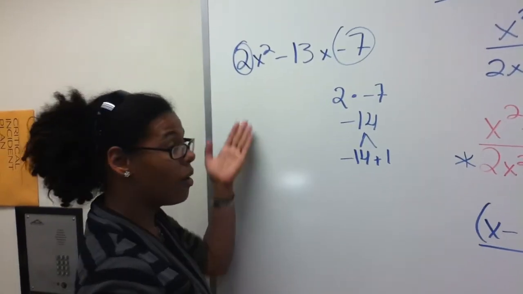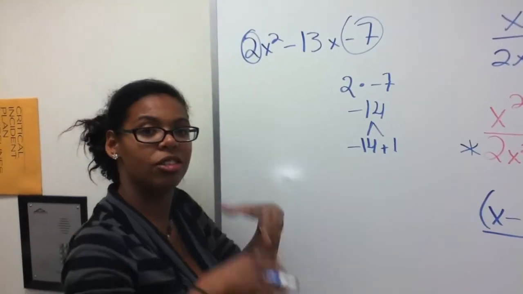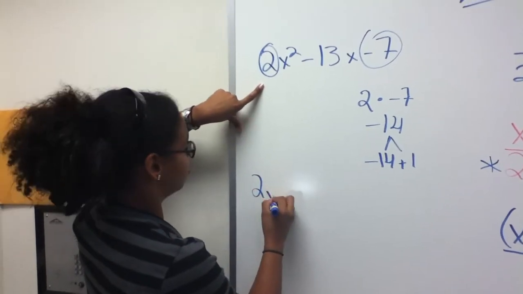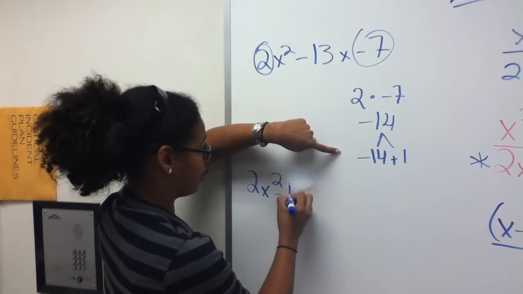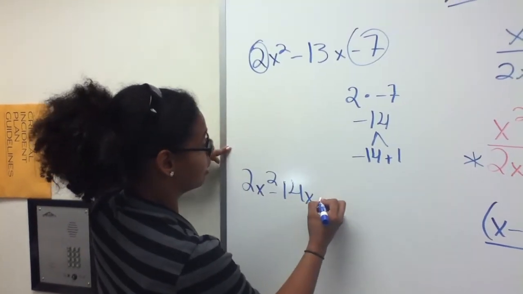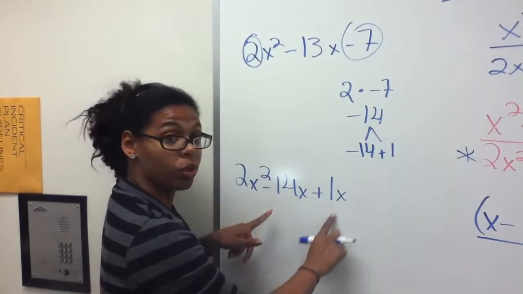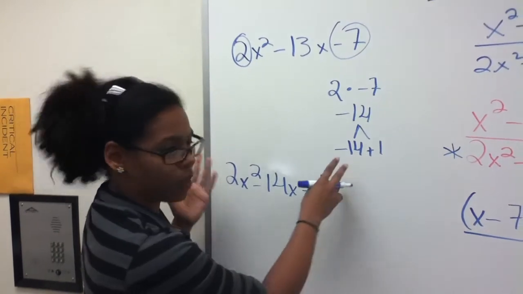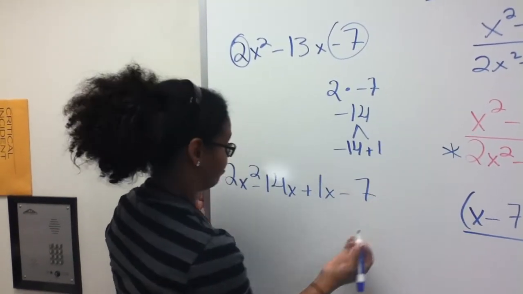So now I can turn this problem into a factoring by grouping, which is a little bit easier than normal factoring problems. So now I'm just going to bring down the other elements of my problem, and here I have negative 14x plus 1x. Now this part, it doesn't matter which order you do these in because it won't affect your final answer. So I just usually keep it in the same order that I write it down, minus 7.